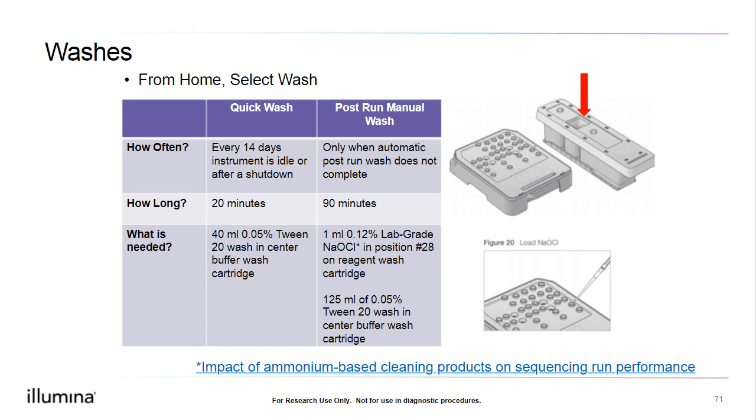Note that the sodium hypochlorite should be lab grade and not a household brand, because the concentration of household bleach is not accurate and could have contaminants. Also, if a wash stalls or takes much longer than expected, back out of the run setup and either restart the software or power cycle the instrument, since there was likely a communication issue. Lastly, do not use any ammonium-based cleaners on or around the sequencer, because they can impact sequencing runs, as shown in this bulletin.